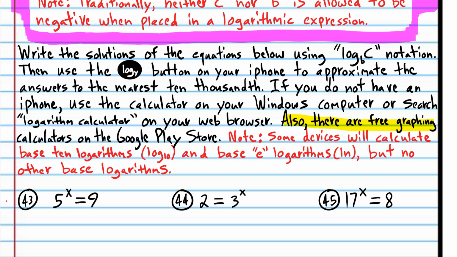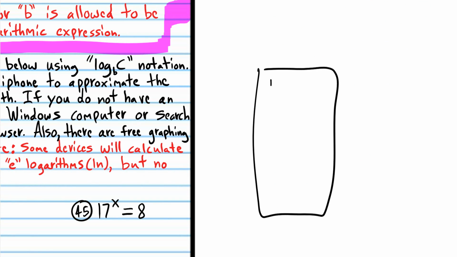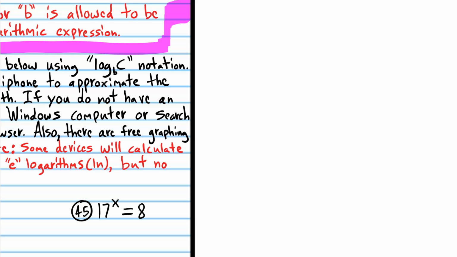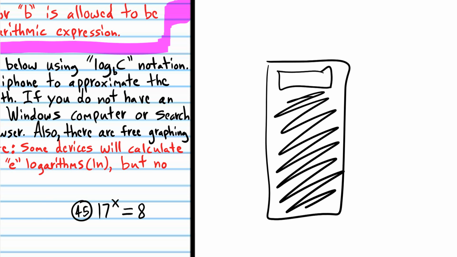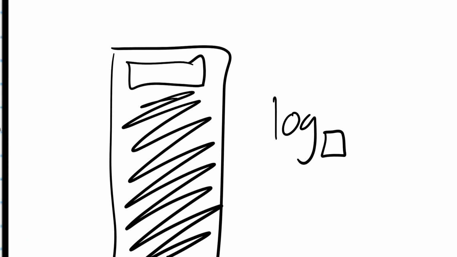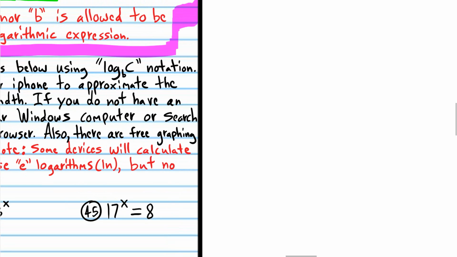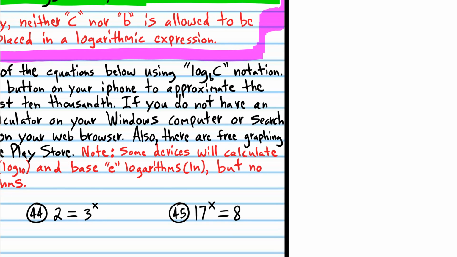Also, there are free graphing calculators on the Google Play Store, and if you have an actual graphing calculator, which looks something like this with a big screen and a lot of buttons, that probably has the capability of doing that somehow. And if you have a Casio scientific calculator, which has a smaller screen with a lot of crazy buttons, it'll probably have a button that looks like this, and you can just enter in those numbers. That's the easiest way to do it. But the TI, Texas Instruments, scientific calculators, I don't think they have that capability.